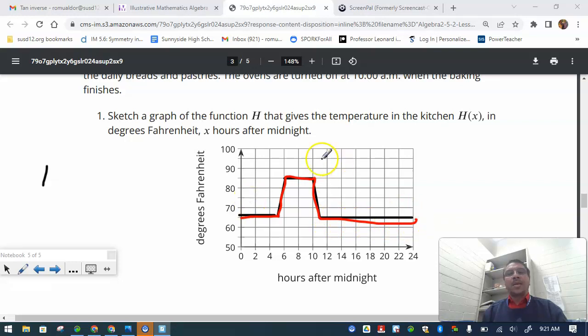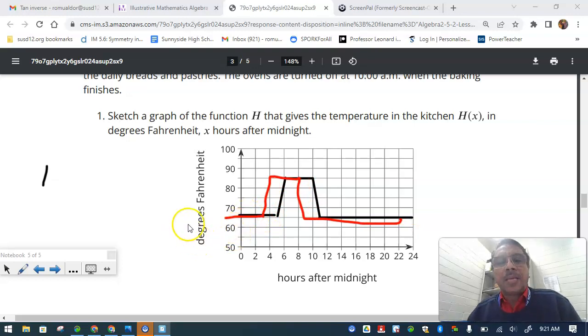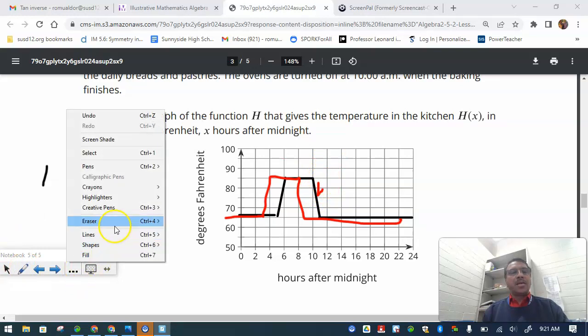Okay, this is not perfect, but I just wanted to show. So this whole graph shifts 1 hour, and that's how it is. See? So I hope this helps. So what is the question? This is a sketch of it. The original function was h, the black color, h(x).